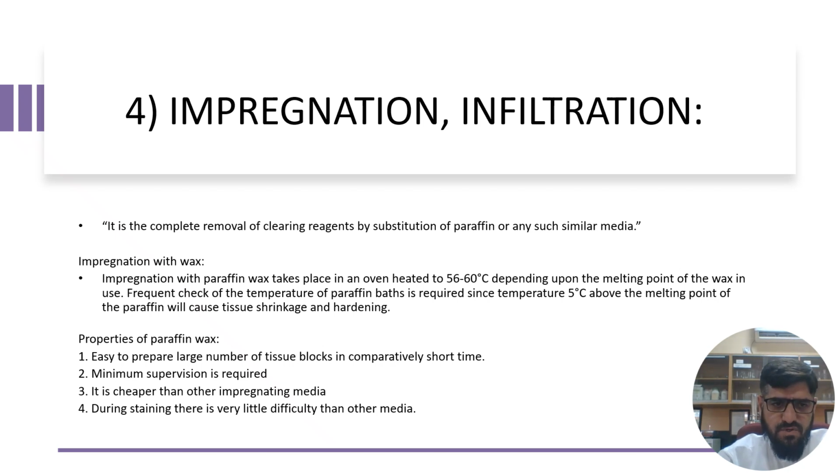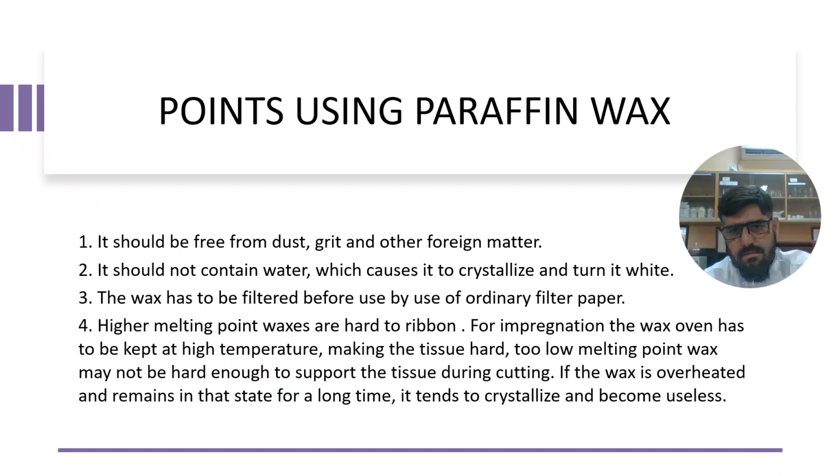The most commonly used impregnating agent is paraffin wax. There are some properties of paraffin wax. For example, it is easy to prepare, and a large number of tissue blocks can be impregnated in a very short time. It requires minimum supervision. It is cheaper than other impregnating media, and during staining there is very little difficulty compared to other media. While using paraffin wax, the following points should be considered.